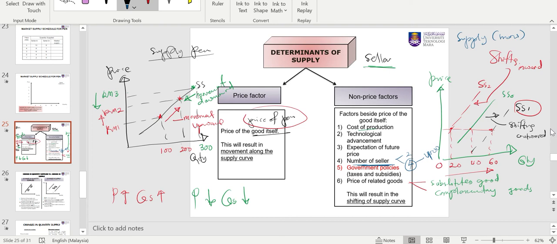While if we have vice versa, less seller, for example, seller decided not to sell the product as the product is not demanded anymore. So what happened to the supply of the product in the market? It will shift inward. Okay?